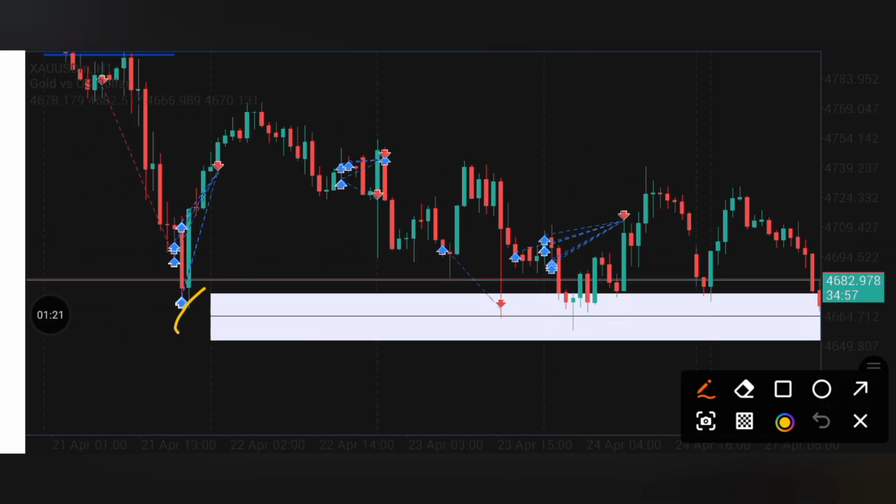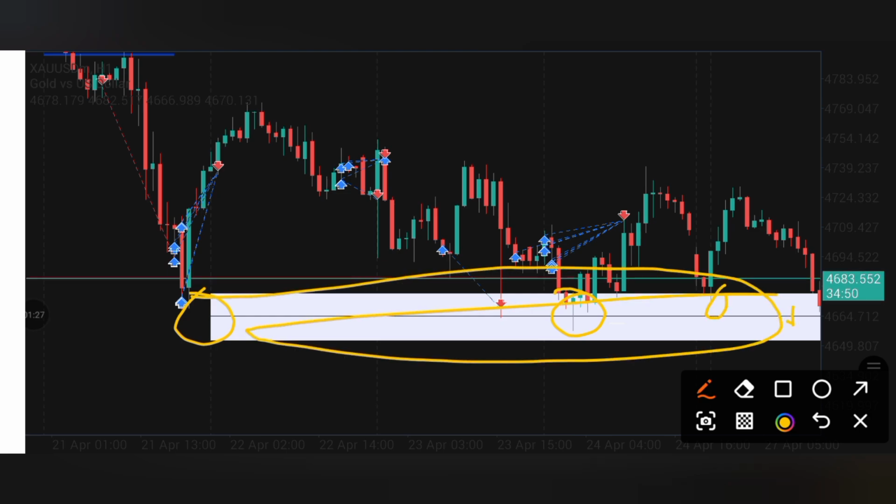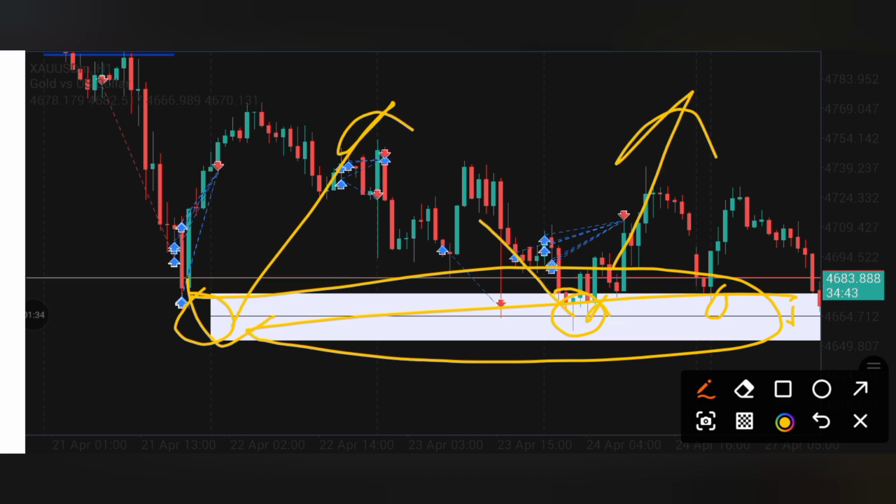This is what we call a support level. There is a rejection, a rejection, a rejection. So this is a zone. We treat it like a zone. When the market taps here, we expect it to move up. When it tapped here, it moved up, guys.